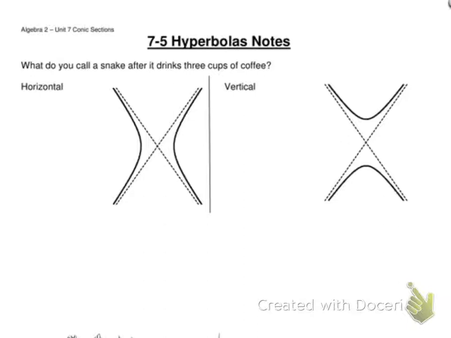So to get started, first of all, a little joke. What do you call a snake after it drinks 3 cups of coffee? And the answer is a hyperboa. Get it? Ha ha ha. Okay, so now on to this.